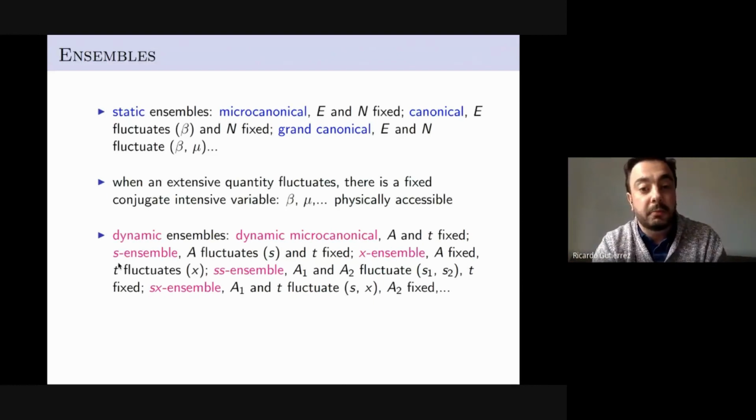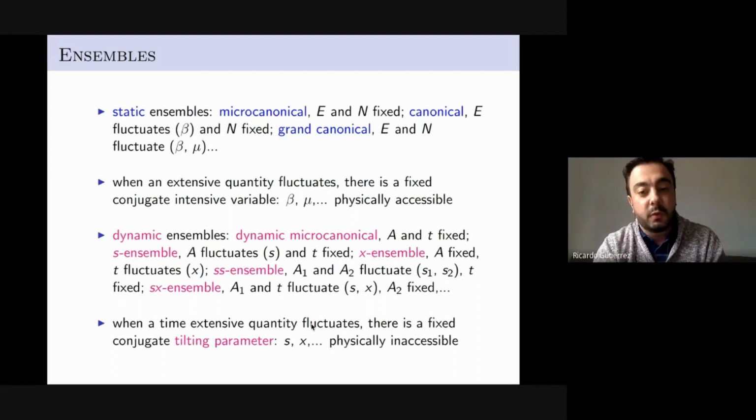And there are also ensembles where you have several observables. For example, the SS ensemble, where you have, instead of one fluctuating observable, two fluctuating observables, or the SX ensemble, where you have one fluctuating observable and the time is also fluctuating, whereas there's another one that is fixed. Okay, and we use all of them actually in the results I will show later on, because they are best adapted to different problems, to different situations.